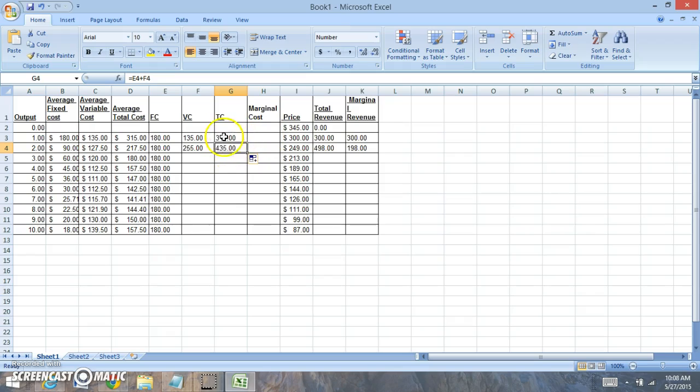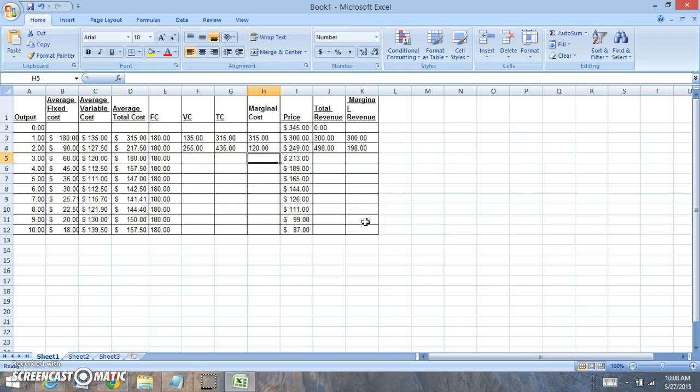Now the marginal cost is the change in these costs. So from 0 to 1 is 315. Now from 1 to 2, it's going to be this minus this column, which is 120. 435 minus 120. So this is how you can calculate all of these columns.